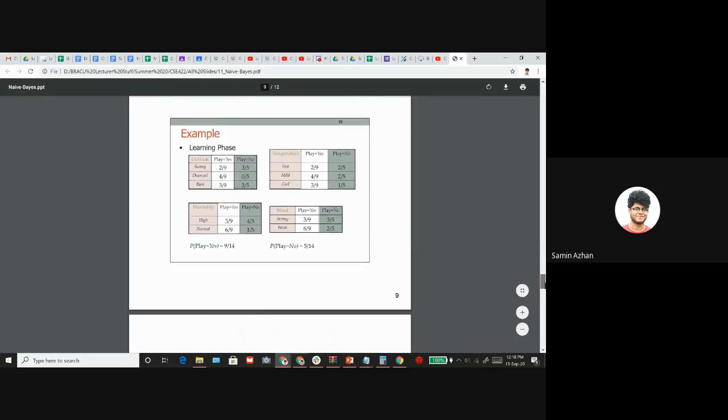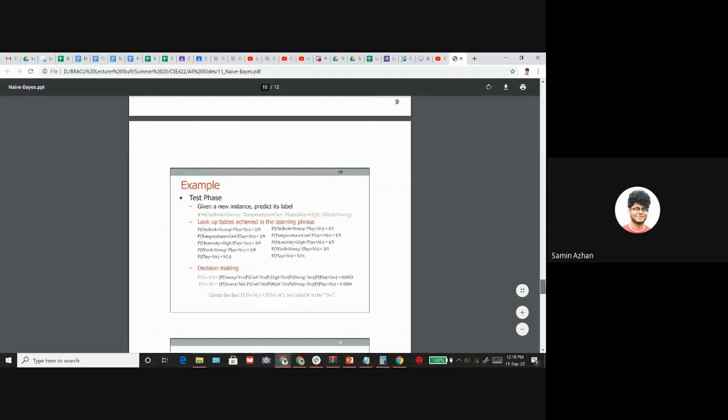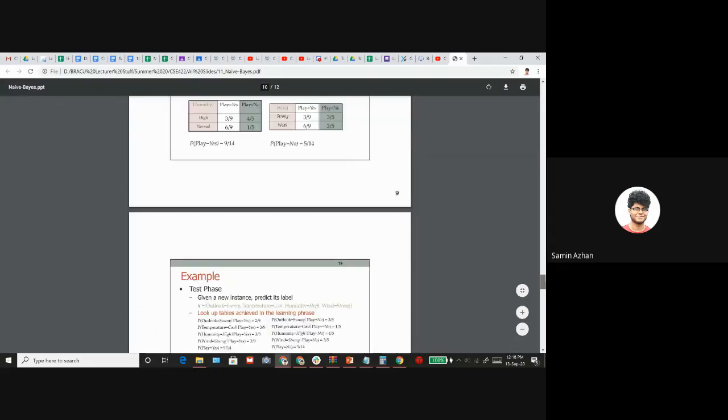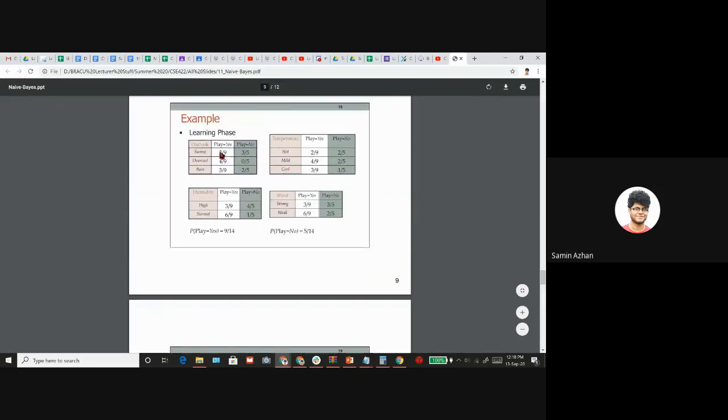After that, if we want to see the naive Bayes in action, based on the values we calculated so far, we can come to these decisions. The probability of outlook equals sunny given that play equals yes is 2 by 9, which we just saw in this table right here.